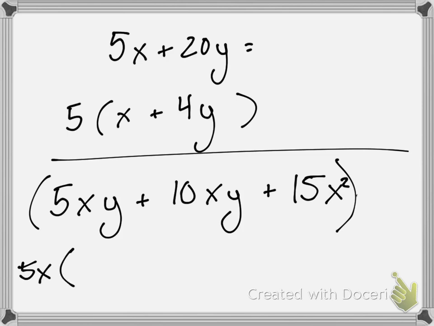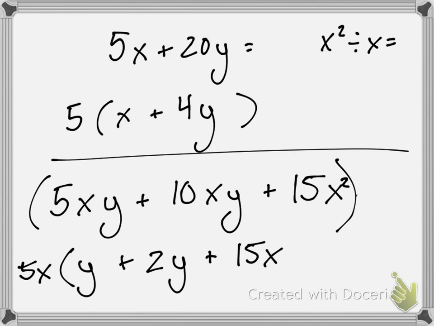So 5x. 5xy, I'm left with y. Plus 10xy, I'm left with 2y. Plus 15x squared, I'm left with 15x. Because x squared divided by x equals x. X squared is x times x. Divided by x equals x. I know that's a lot of sentences. X times x divided by x equals x, but it's true. 2 times 2 divided by 2 equals 2. 7 times 7 divided by 7 equals 7. That's how it works. So that's what I would get in this end here. And I could combine these like terms as we see. We would do all of that.